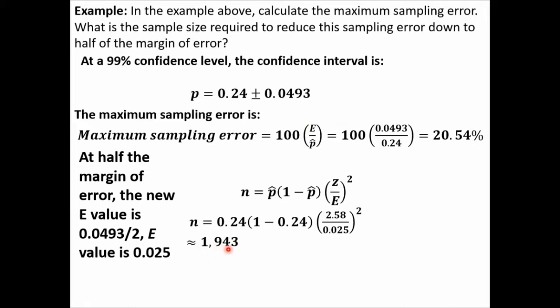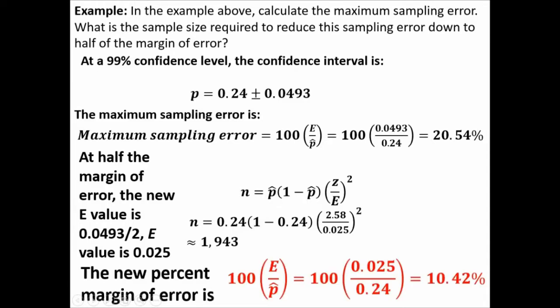But look at the sample size now. It is 1943. Now you need to keep in mind that the sample size associated with this estimate was only 500 students. But in order to reduce the large margin of error of 20.54% or 21% down to half, we really have to use a much larger sample, almost 4 times the sample size we've used. And if we do that, we will be able to reduce the margin of error down to half the previous value, from 21% almost to 10%.